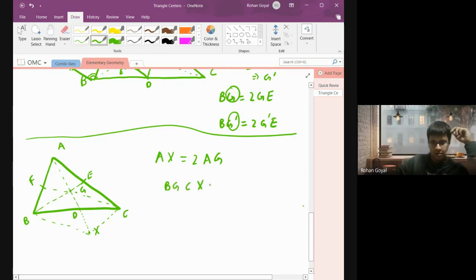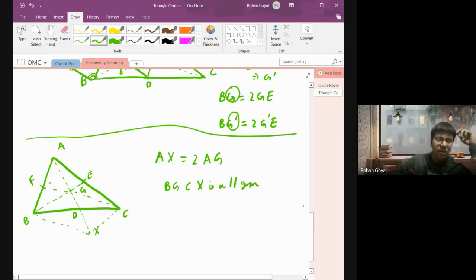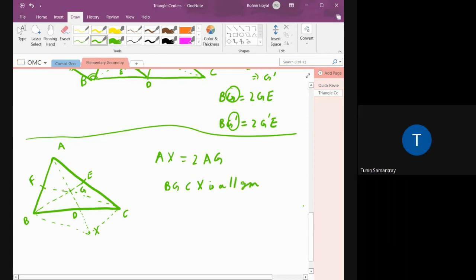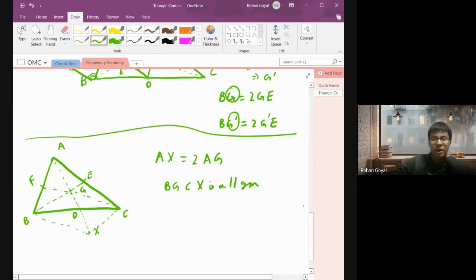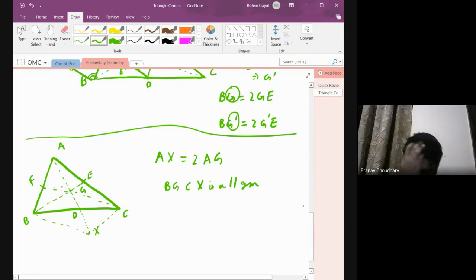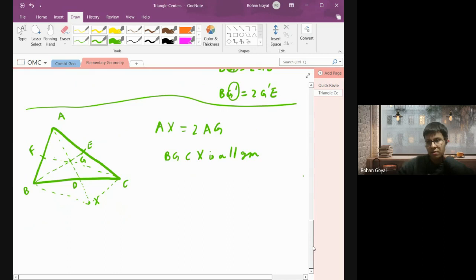Perfect. How did you get BGCX as a parallelogram? By the midpoint theorem, the pairs are parallel. By the midpoint theorem, FE is parallel to BC, and FG is parallel to BX, and FG is CG. Yeah, perfect. This works. And this also gives you the 2:1 ratio.